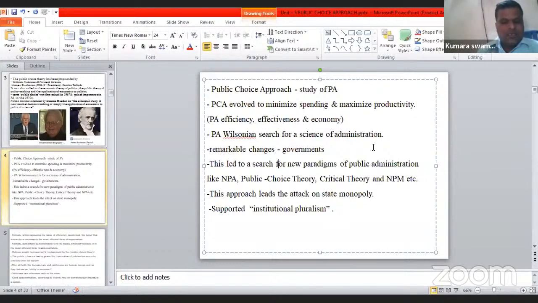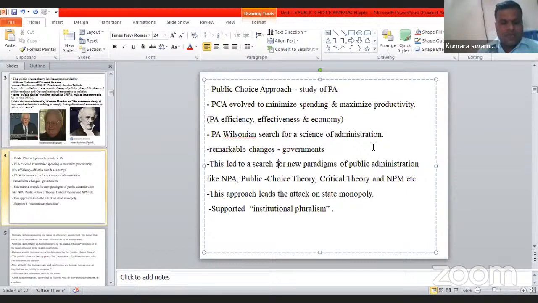Ostrom and others focused on different things here. This public choice school opposes the domination of political bureaucracy. The political leaders and bureaucrats combine over society and, in the name of general will and public interest, try to do their work. I mean, they have their own interest, so they want to work for their own interest.